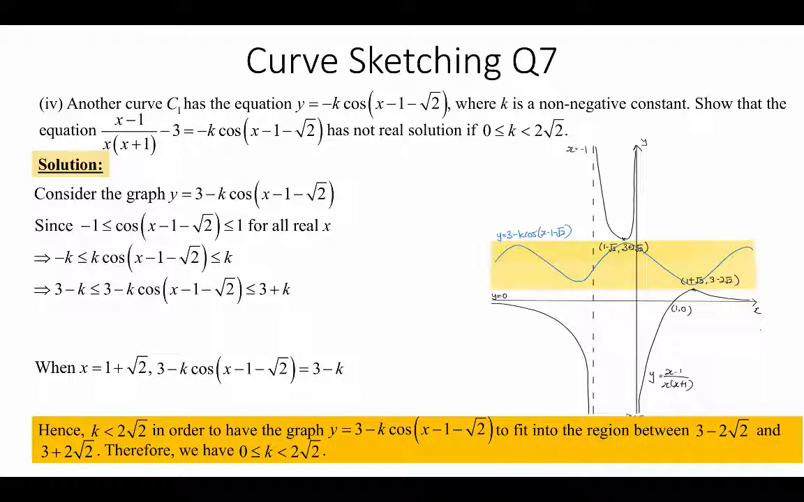This is how the two graphs will look like if k takes on a value between 0 and 2 root 2. Hence, we have shown that there will be no real solution to the equation if k is between 0 and 2 root 2, since the two graphs that we have considered do not intersect if k takes on these values.